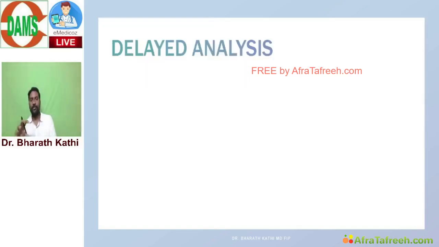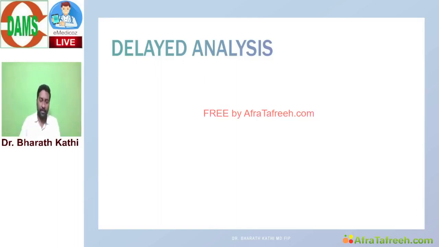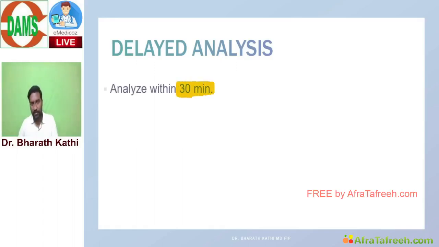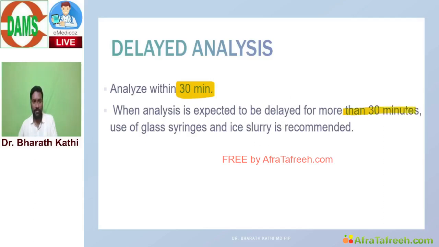Like I told you, because ABG machines are not available at each and every center, you might take a sample and not know how to transport it properly. Because of delayed analysis, what can be the ABG abnormalities? You have to analyze within 30 minutes. Many studies tell you that ABG should be analyzed within 30 minutes. When analysis is expected to be delayed more than 30 minutes, use of glass syringes and ice slurry is recommended.